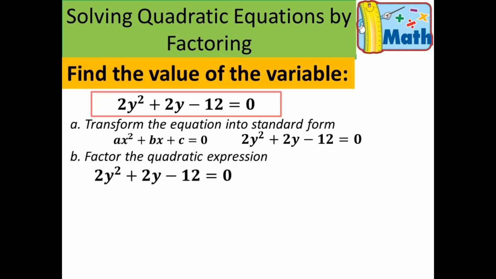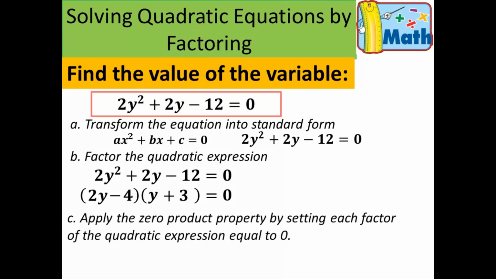The factors of 2y squared are 2y and y. Then since the sign of the third term is negative, we have negative and positive signs. Then the factors of 12 are 4 and 3. Thus, we have quantity 2y minus 4 times quantity y plus 3 equals 0. Then, we apply the zero product property by setting each factor equal to 0. Thus, we have 2y minus 4 equals 0, and y plus 3 equals 0.